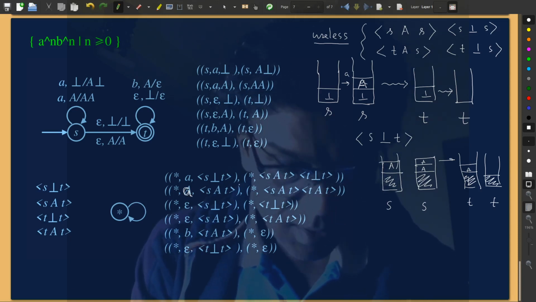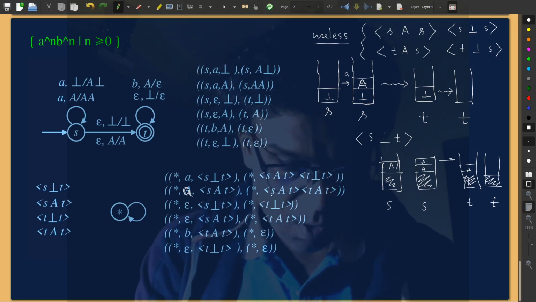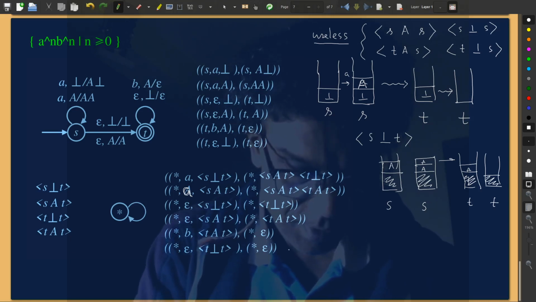Okay, then you replace. You want to get rid of this capital A. But that is replaced by AA. So the first A can be removed by going from S to T. The second one is removed by going from T to T. So this way, if you just work out all these things, this gives this, this gives this, this gives this, this gives this, this gives this, and finally this gives this. Okay.